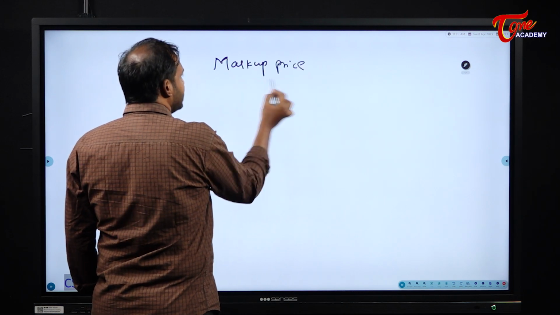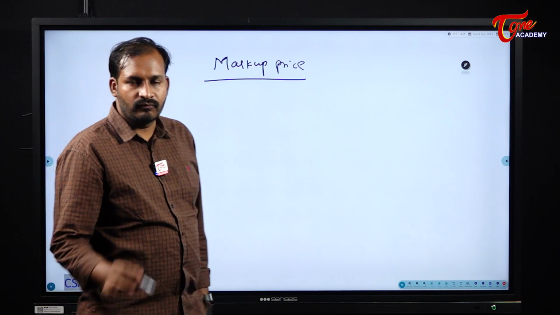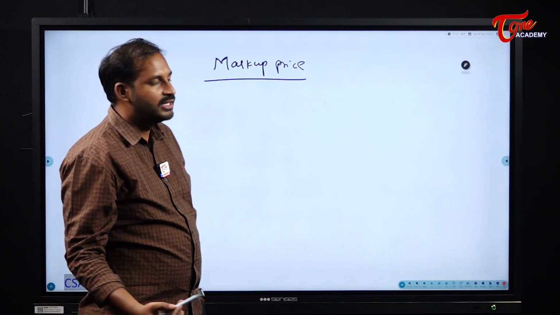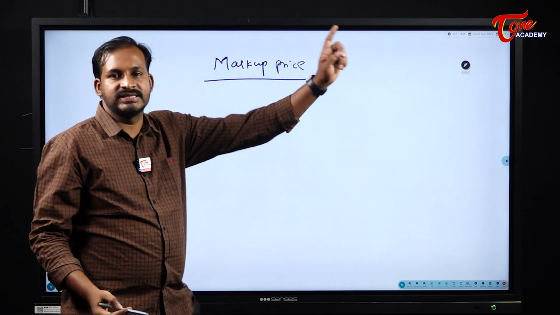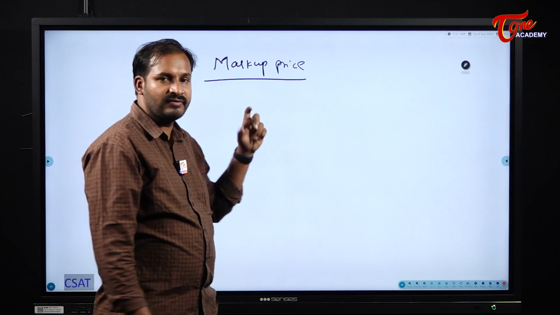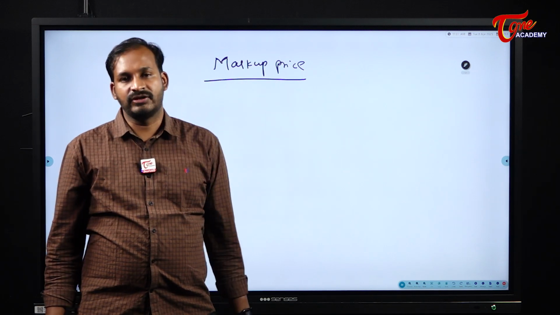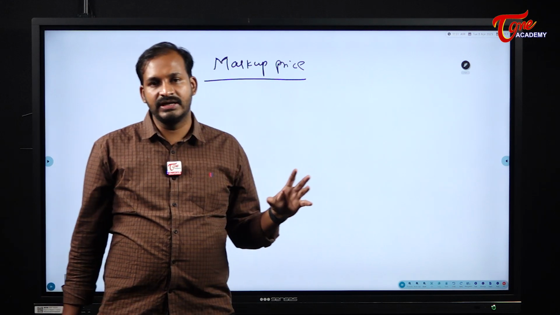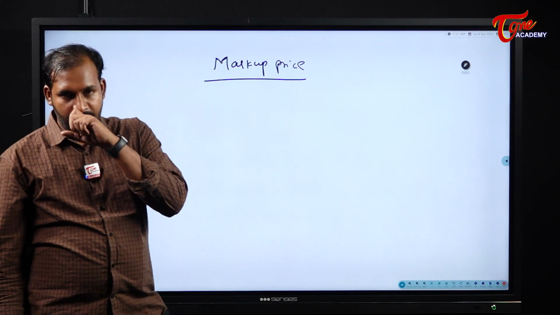Markup price is just an intermediate price. From cost price we will mark up the price and then give the discount and then we will sell the goods. So while discussing percentages, under the percentage concept only, we learned this one. Why? Because this is related to our effective percentage. So please do watch that session so that it will be more clear for you while solving the problems.